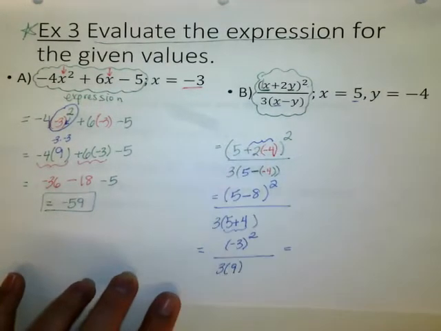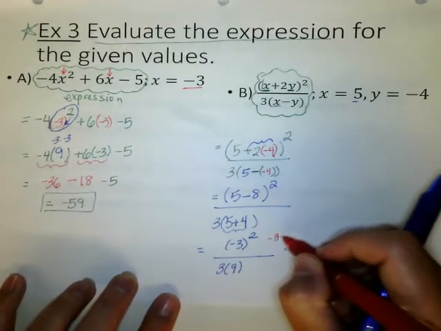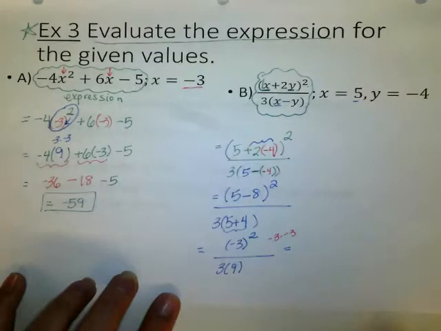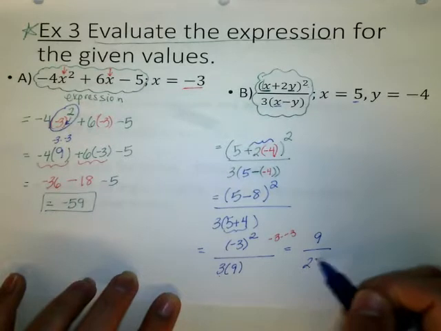What is -3 quantity squared? Positive 9. What does -3 quantity squared mean? -3 times -3, which gives you positive 9. 3 times 9 is 27.